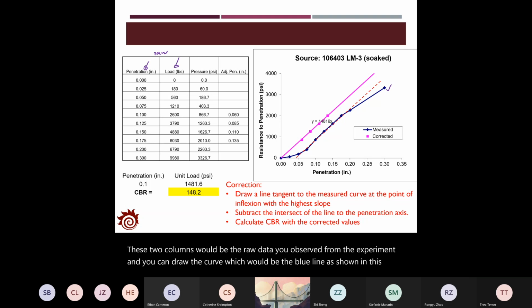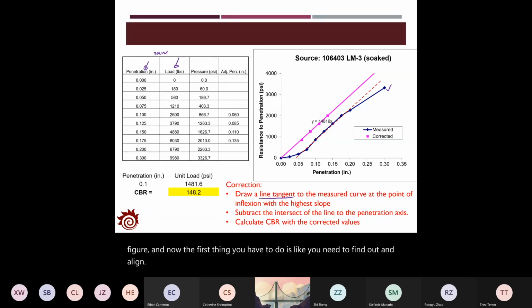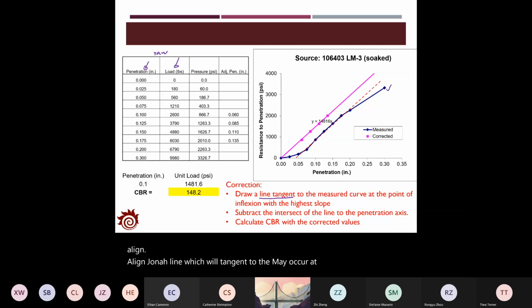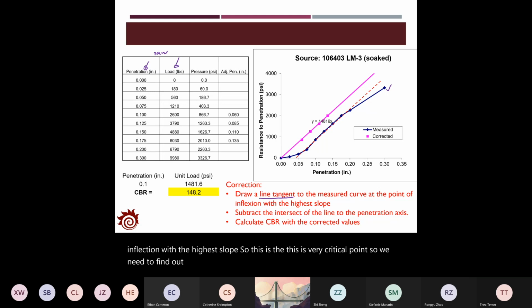Now the first thing you have to do is draw a line which is tangent to the measured curve at the point of inflection with the highest slope. This is the very critical point. You need to find the line that is tangent to the observed, or measured, data, touching the curve at the point with the highest slope.